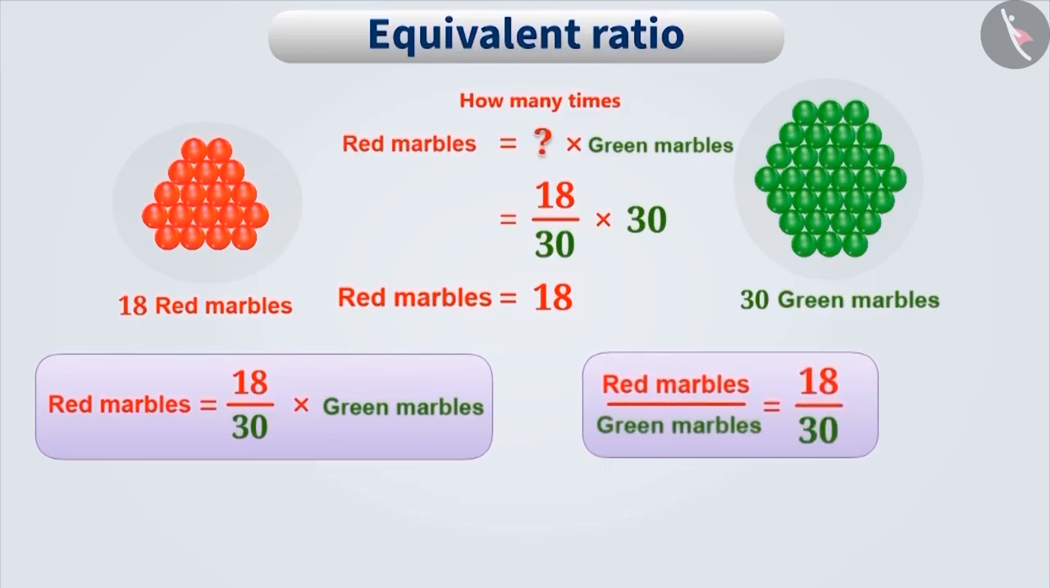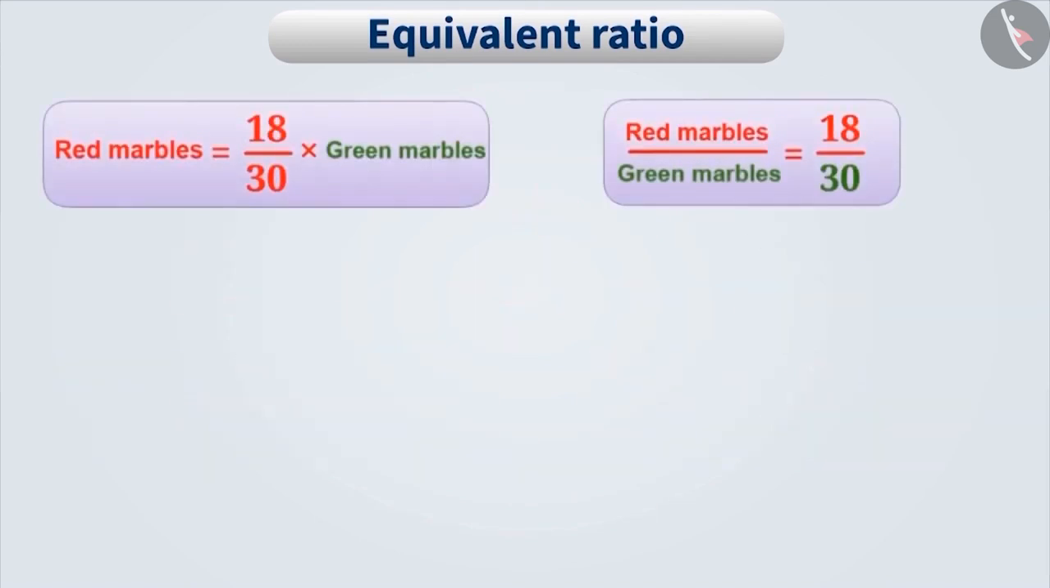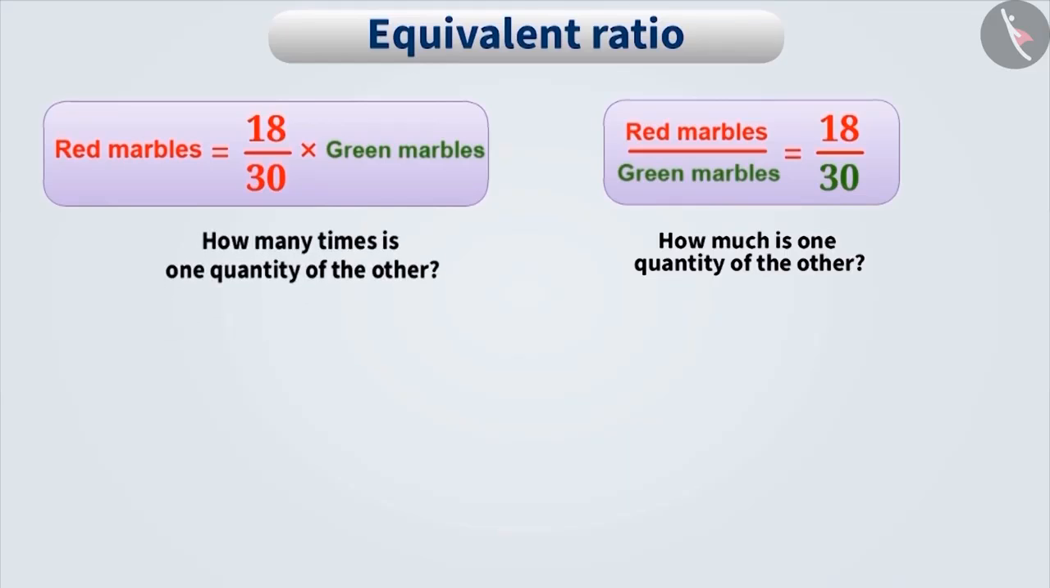Here, we have compared the two quantities like this. How much is one quantity of the other? Or, how many times is one quantity of the other? A comparison that tells us that one quantity is how much of the other or one quantity is how many times of the other is called a ratio. We express the ratio with a colon sign.